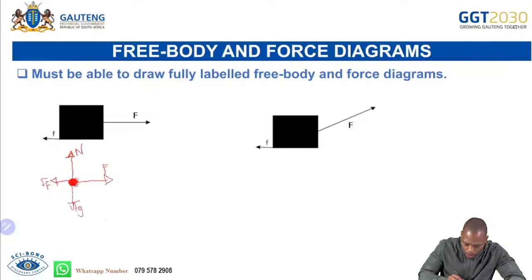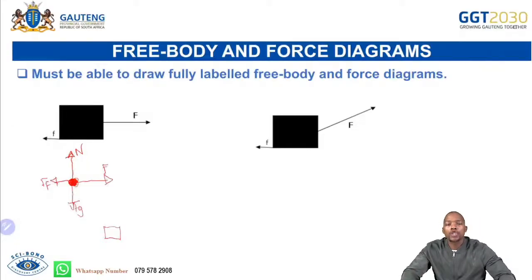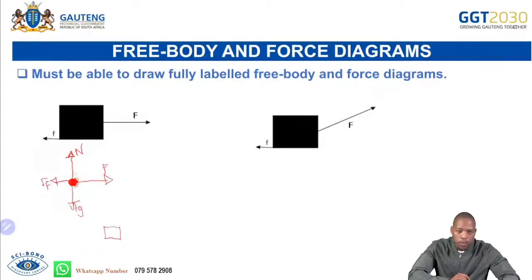Okay, what about the force diagram? If you remember the force diagram, we said this one must be simplified into a small box. It's not a dot, but it's a box. And how do we draw the forces there? Well, we already know how many forces are there. We have 4 forces, but we must be careful here.